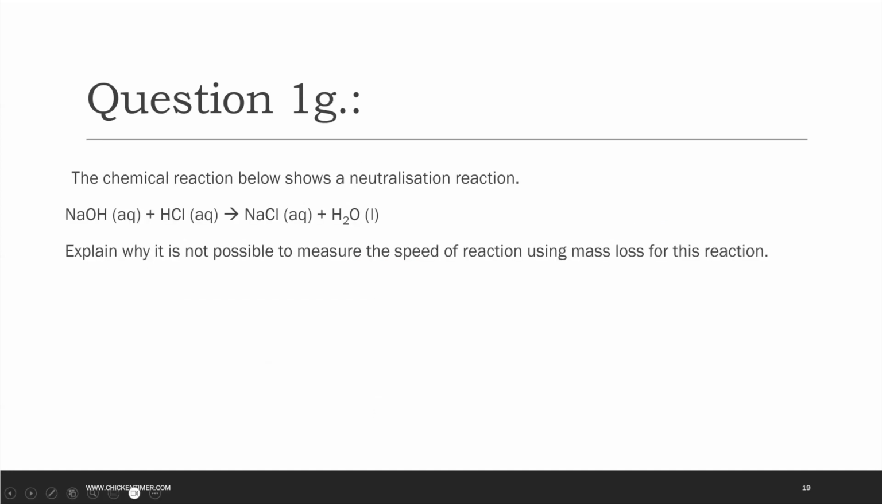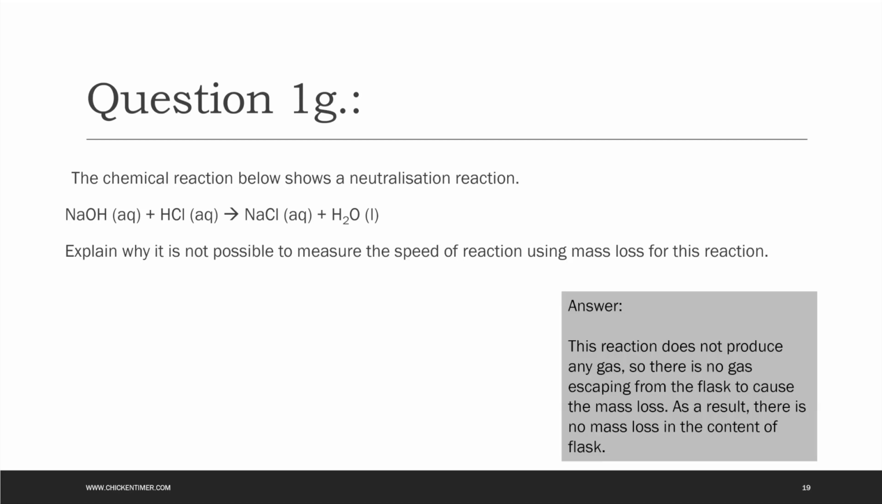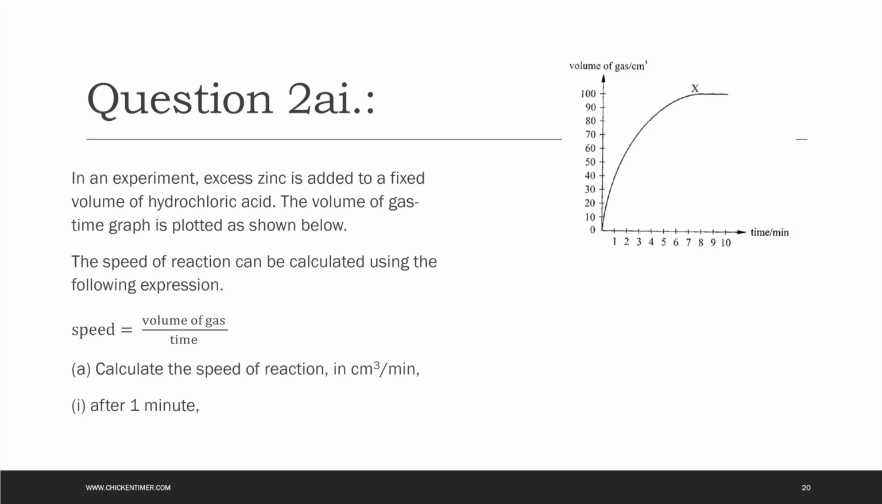Chemical reaction. This is another situation why you cannot use mass loss, because there's no gas. If there's no gas, the total mass of product and the total mass of reactant will be equal. So it won't affect anything because nothing can escape. If nothing escapes, the mass will always be the same. The reaction does not produce any gas, so there's no gas escaping from the flask to cause the mass loss. You have to make sure that whoever is reading this knows what is going on, so you have to be clearer.